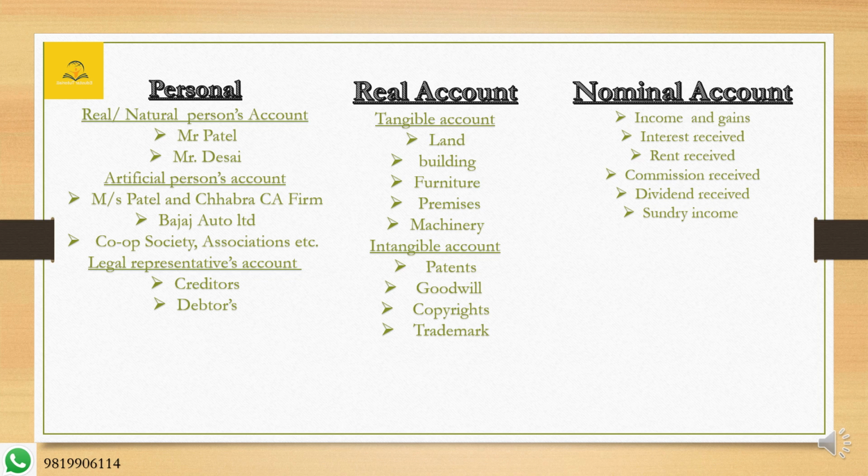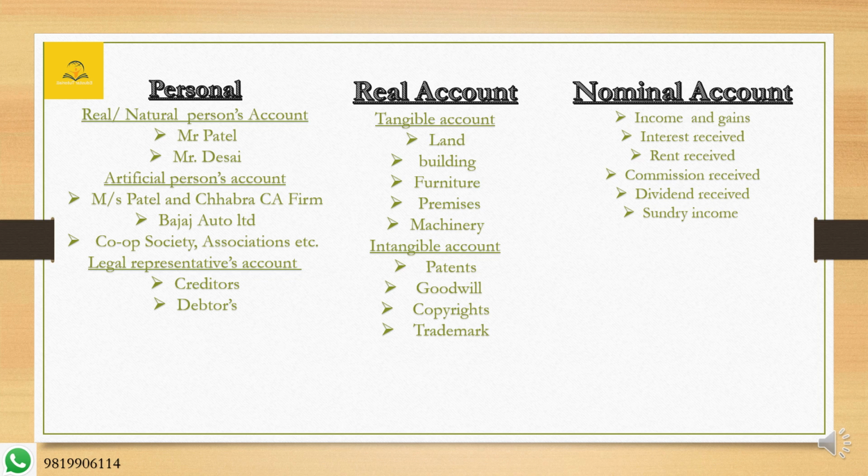Legal representative accounts like creditors and debtors. Creditors are those people from whom we have taken a loan, so they represent a person. Debtors are those people to whom we have given loan. Again, the debtor is representing a person. So it falls under the definition of personal account.